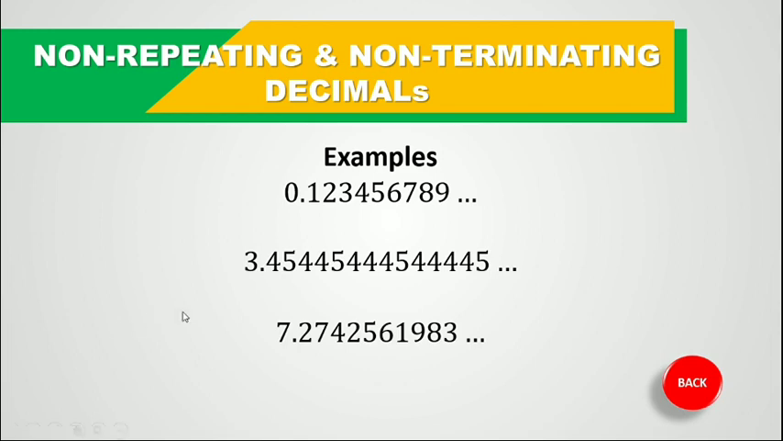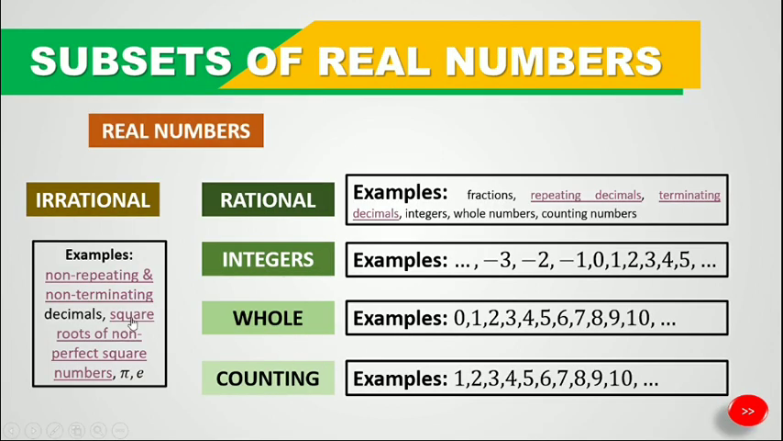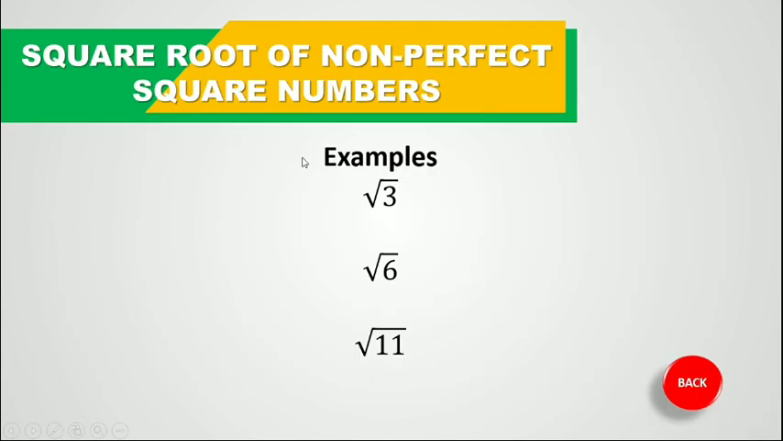And we also have this one, 7.2742561983 dot dot dot. So nothing repeats and it never stops as well. So these are examples of non-repeating and non-terminating decimals. And then we also have square roots of non-perfect square numbers. So for square roots of non-perfect square numbers, we have square root of 3, square root of 6, and square root of 11. And there are more numbers that are included in this subset.